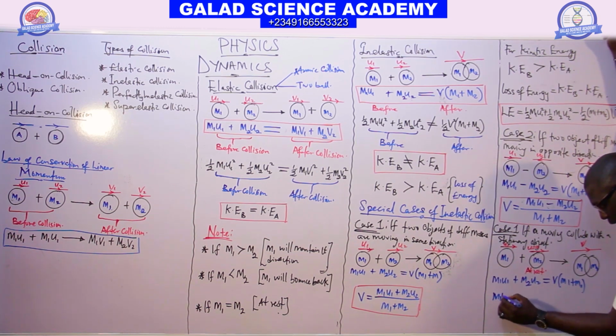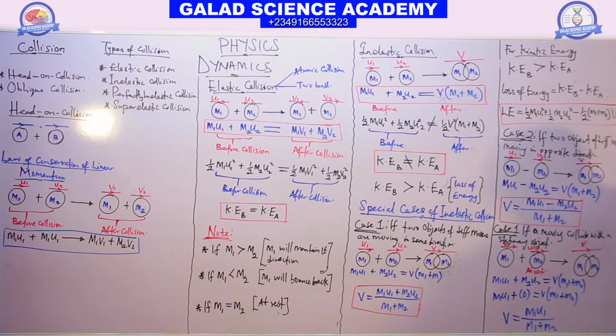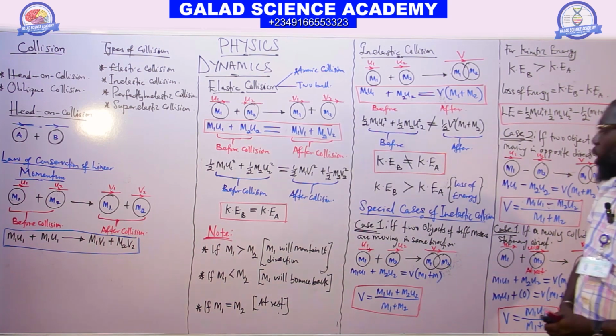So you now have M1 U1. This is at rest, plus 0. V equal to M1 plus M2. So you now have V should be equal to M1 U1 over M1 plus M2. This will be the velocity of the two bodies after collision.